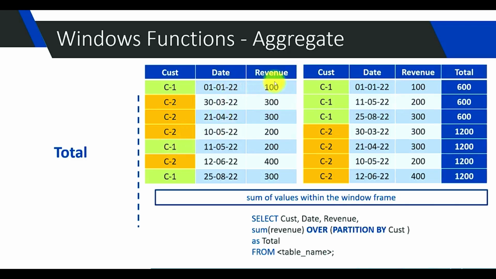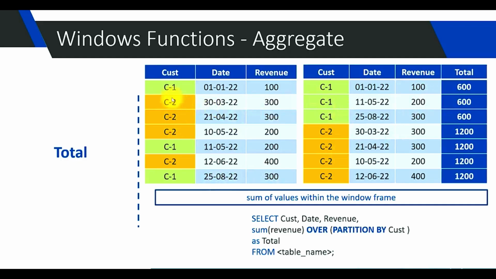And we also have the order value with us. Now, if I want to calculate the total order value of C1 and C2 to be placed in front of each row, I can use the total function. For example, if C1 is ordering 3 times with the revenue of 100, 200 and 300, I want a total of 600 to be written in front of all the rows of C1. So on 1st of Jan 2022, 11th of May 2022 and 25th of August 2022, I want 600 to be written in front of each of these rows.